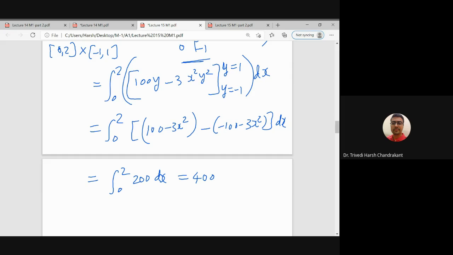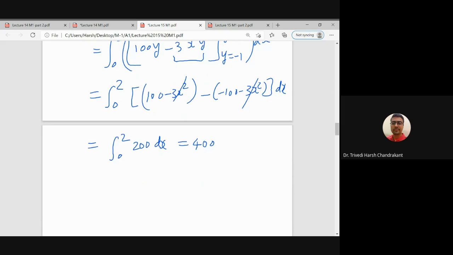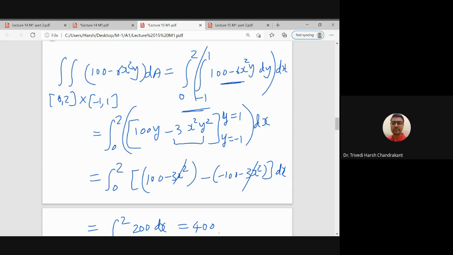Right, this is an even function of y. So anyway, these two terms will cancel basically. So this is one direction that we have: first integrated with respect to y, secondly with respect to x.